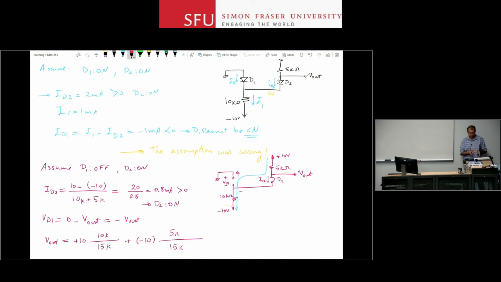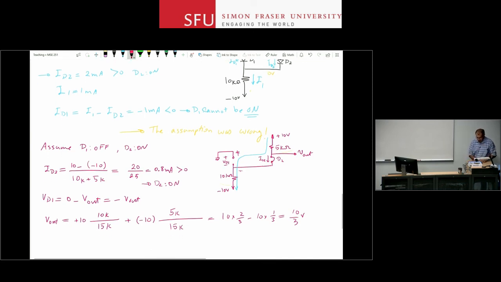So it's 2/3 times 10 minus 1/3 times 10. So this is 10 times 2/3 minus 10 times 1/3. So this is going to be 10 over 3 volts. Okay? So V out is 10 over 3 volts.